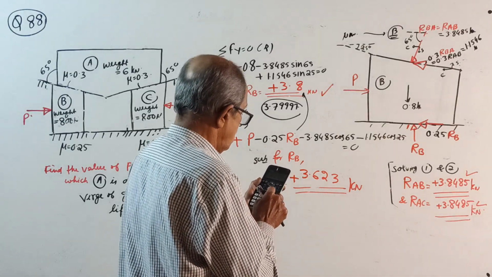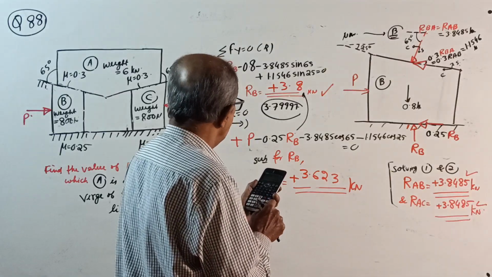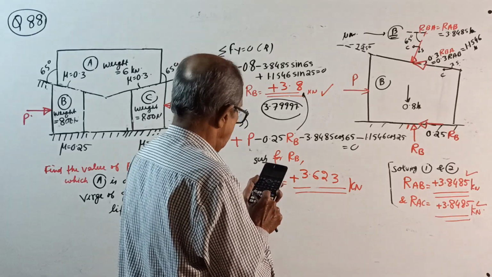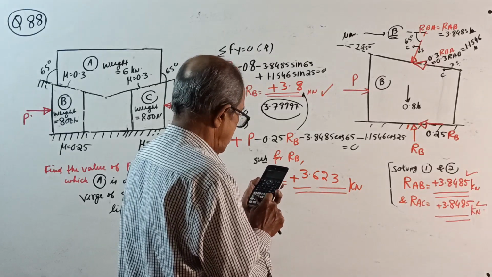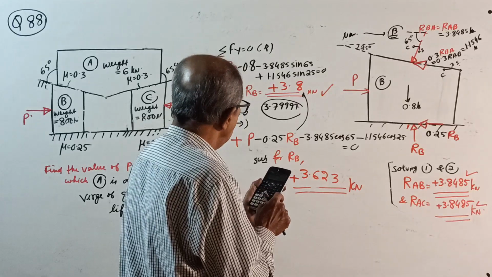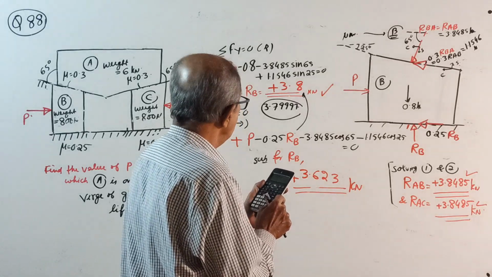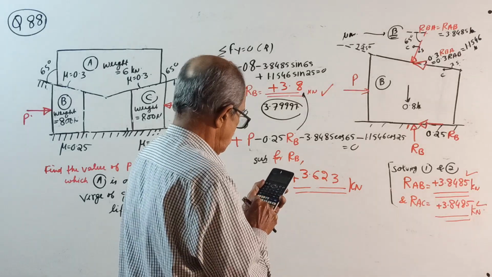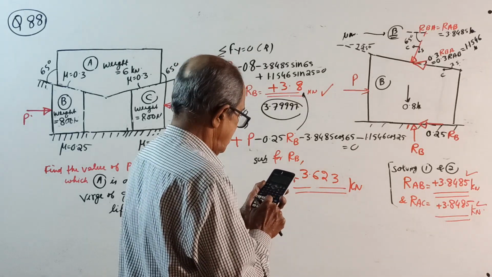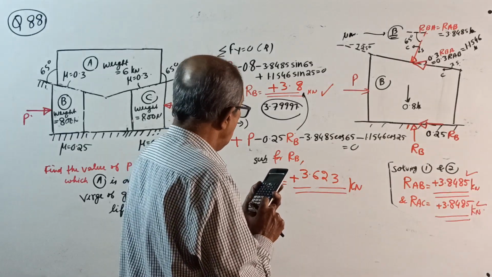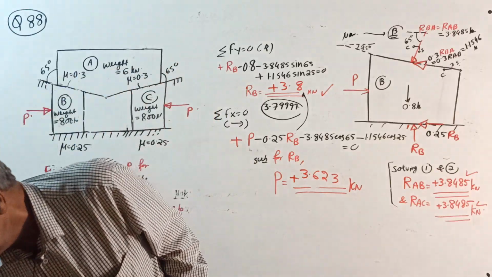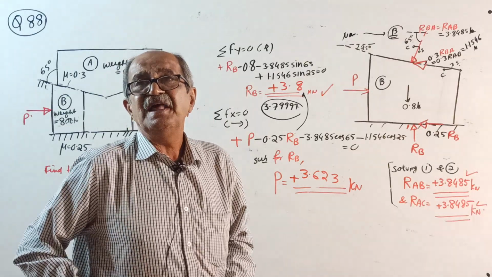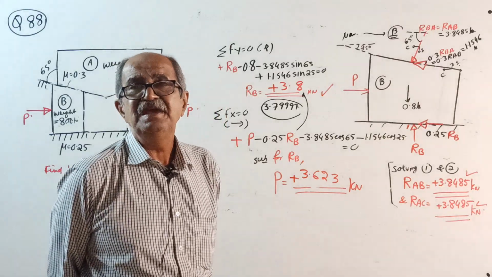3.8485 into cos 65. What is wrong here? 0.25 into 3.8, then plus 3.8485 into cos 65, then again plus 1.1546 into cos 25, 3.623. Okay, change the answer. That's why in the title I have written there, C correction at the end, in the bracket, C correction at the end.